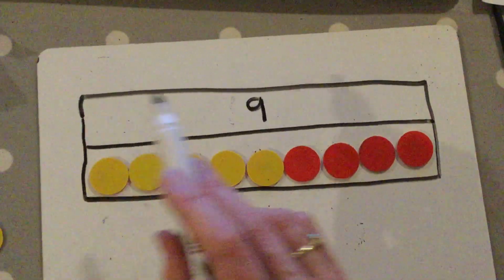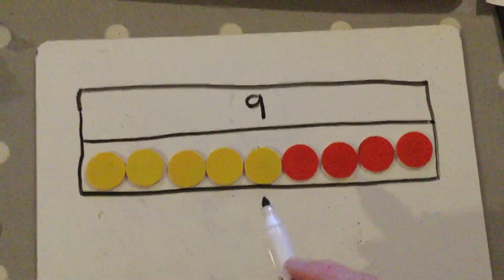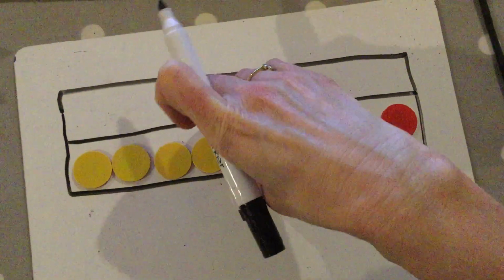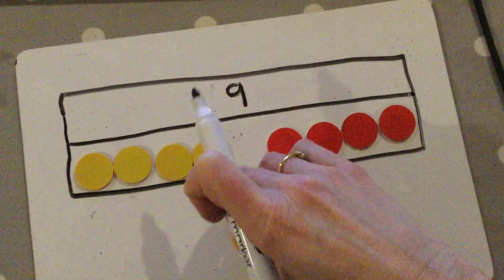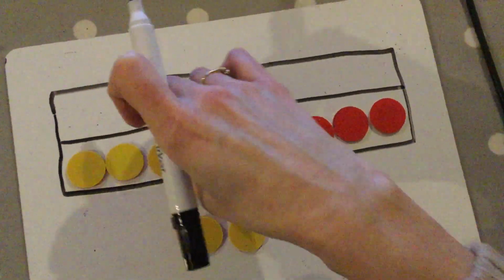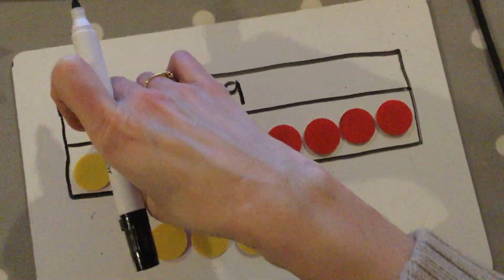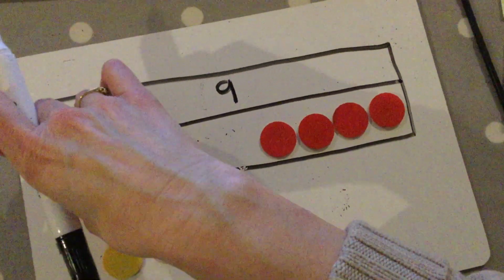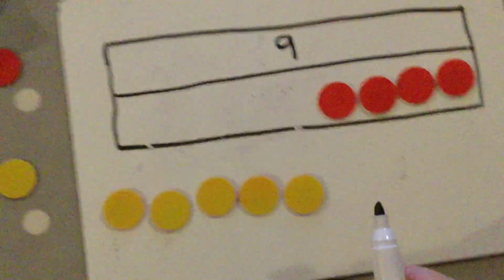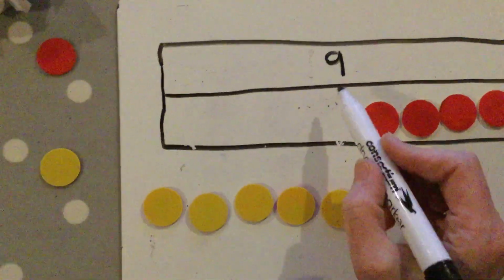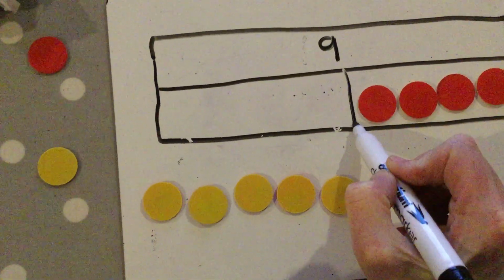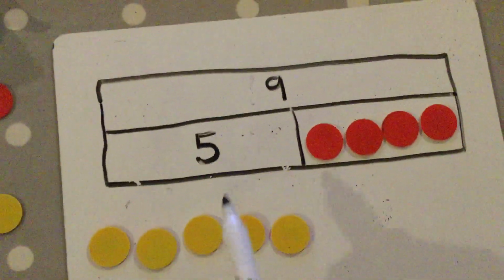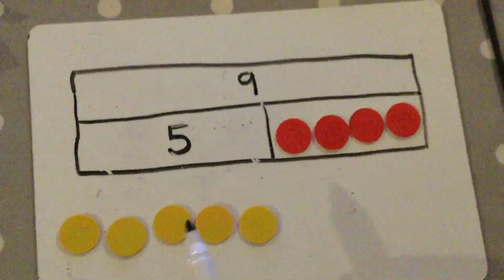You see the long bar across giving me my total. And then this bar I'm going to put, we have 1, 2, 3, 4, 5. So we have 5 yellow counters in this part. So I'm going to draw a line here and I'm going to write 5. This is where my 5 yellow counters were.